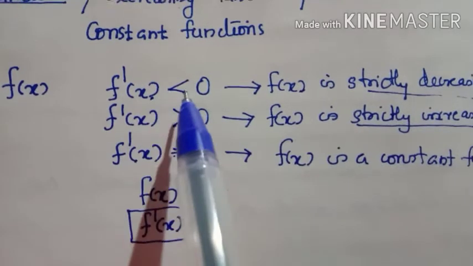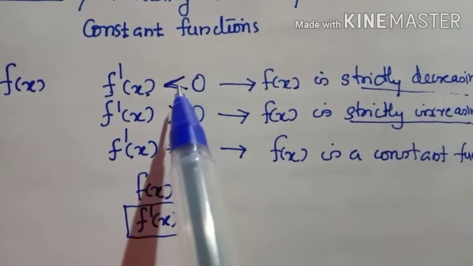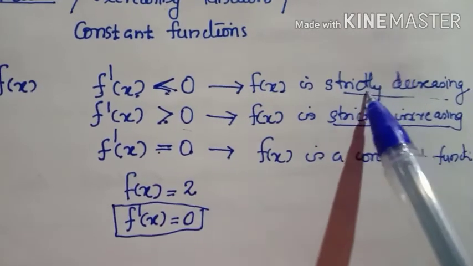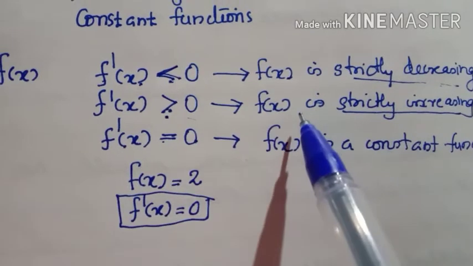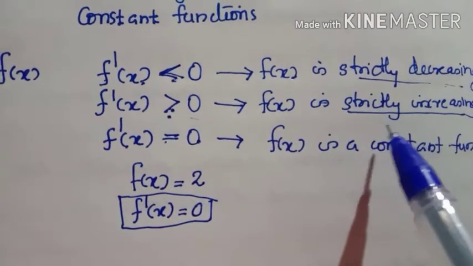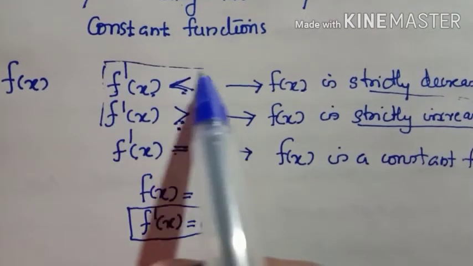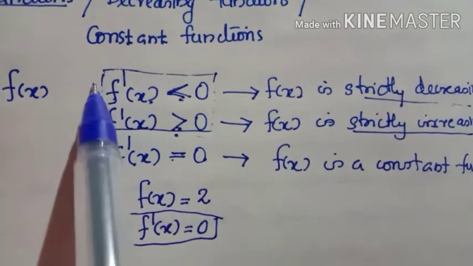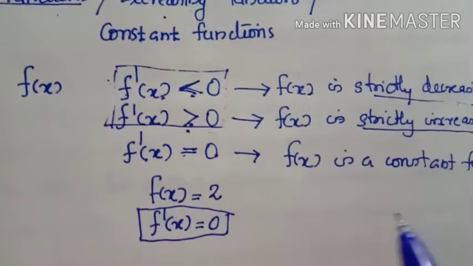So keep in mind that we want to find the first derivative f dash of x and verify whether it is less than 0 or greater than 0. If it is less than 0, then it is strictly decreasing. If it is greater than 0, we can say that it is strictly increasing. So this is the basic condition to verify whether the function is increasing or decreasing in an interval.